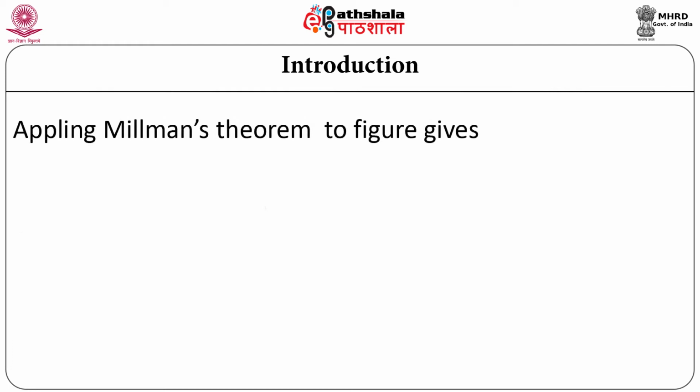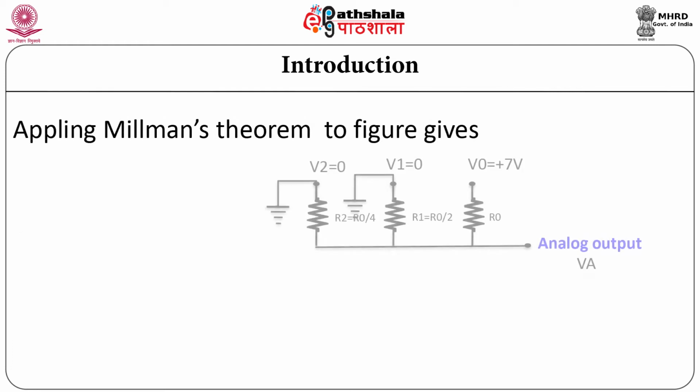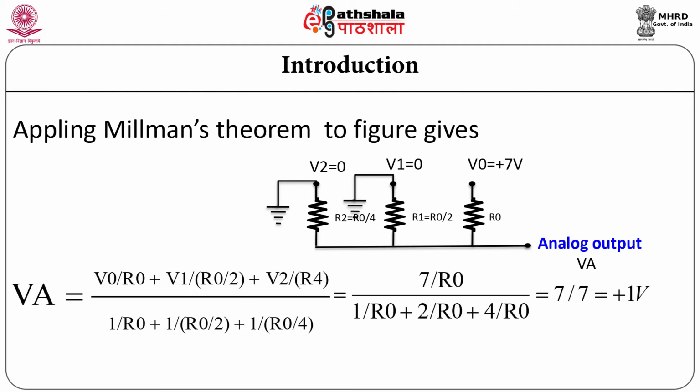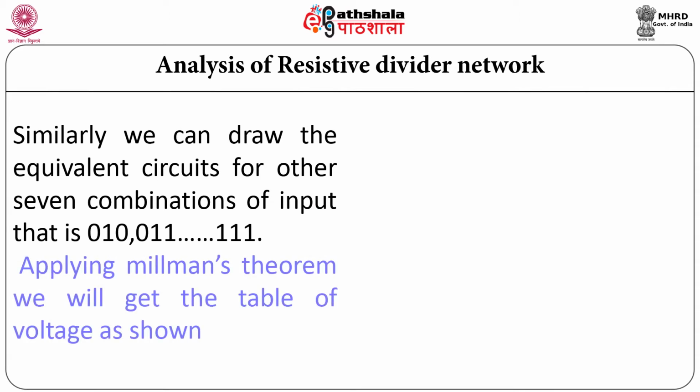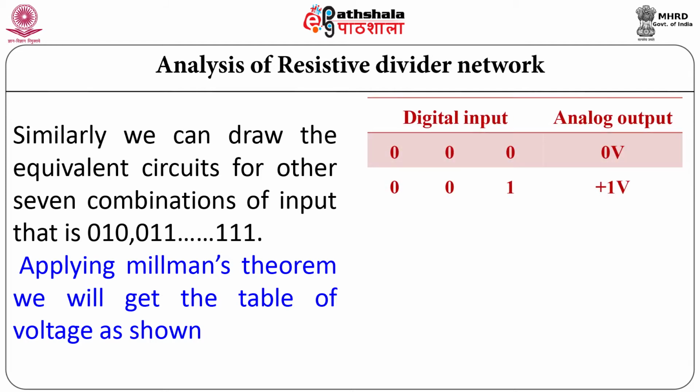Applying Millman's theorem to this figure, we get analog output voltage VA as 7 upon R0 divided by these values, which comes out to be plus 1 volt. This indicates that the contribution of the LSB bit for a 3 bit DAC, having 0 equal to 0 volt and 1 equal to 7 volt, the output will be 1 volt. Consider the contribution of other bits.